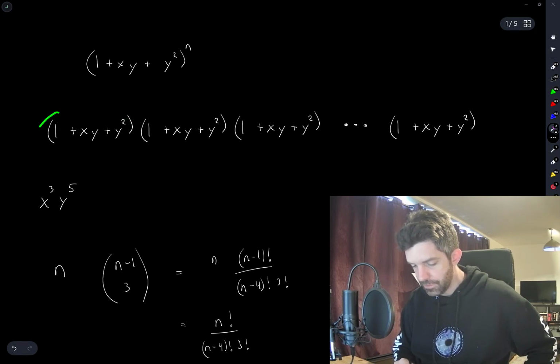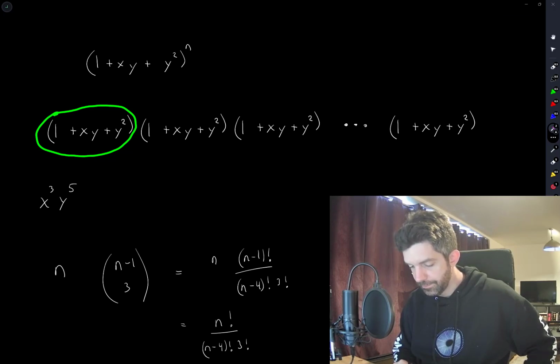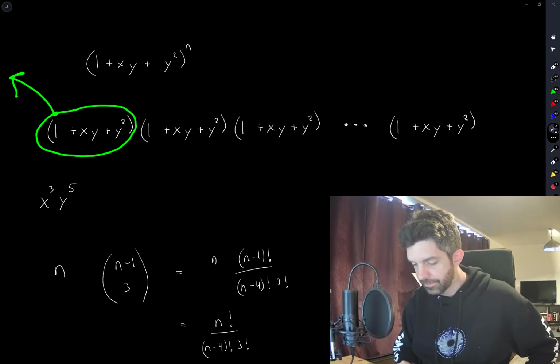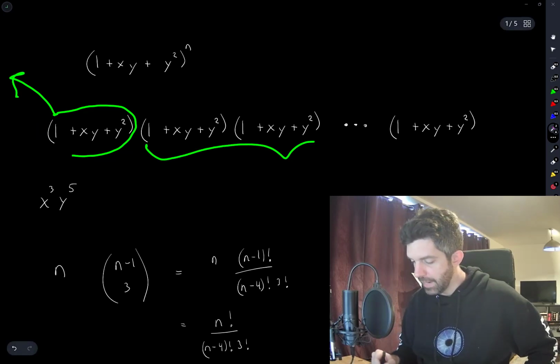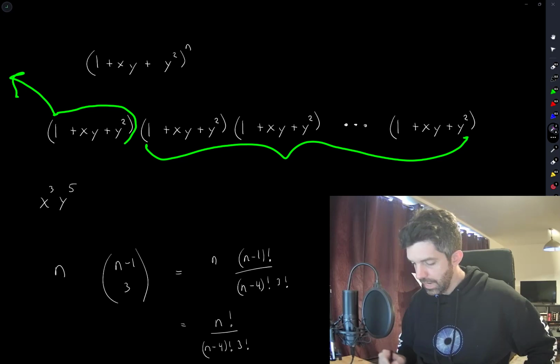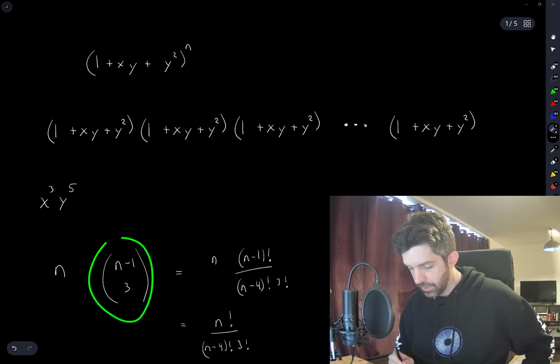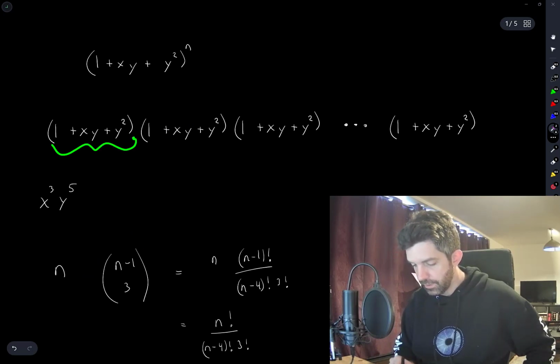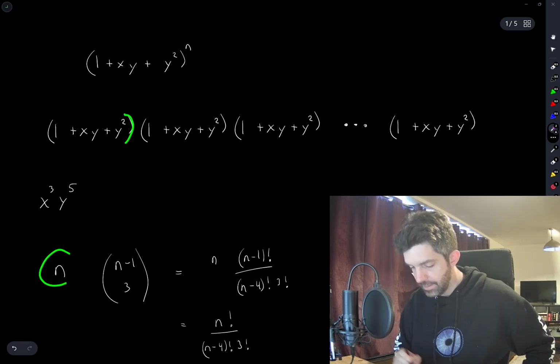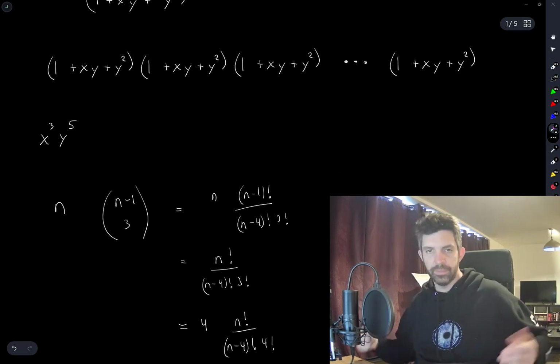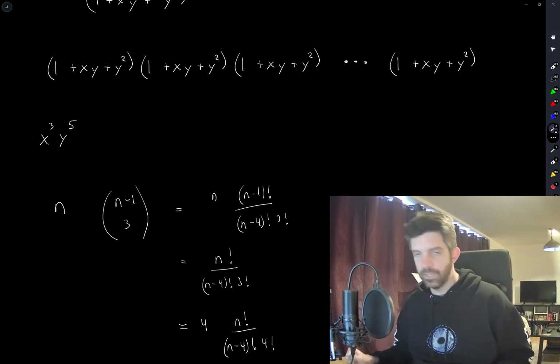Let's just arbitrarily choose one of the buckets as corresponding to that term being chosen, the y squared, and we'll remove that bucket. From the remaining n minus 1, we have to choose 3 of them that contribute an x times y. So that happens this many times. But the original choice of the term that gives us the y squared, there's n different ways of doing that. So multiplying these together gives us 4 times n choose 4.